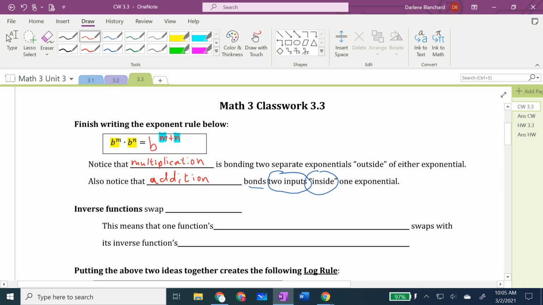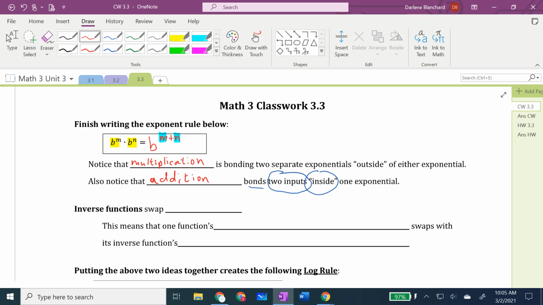And do you see the difference between an operation occurring inside the exponential versus outside, bringing two exponentials together? Take a good look at that, because understanding that aspect of this rule is going to help you tremendously with understanding the log rule that's coming up.